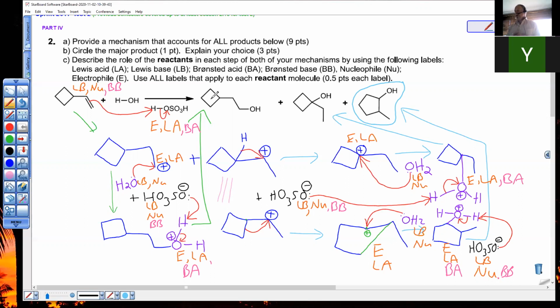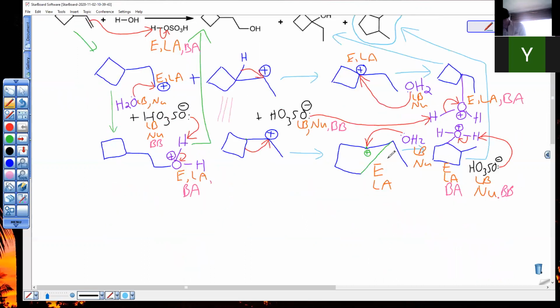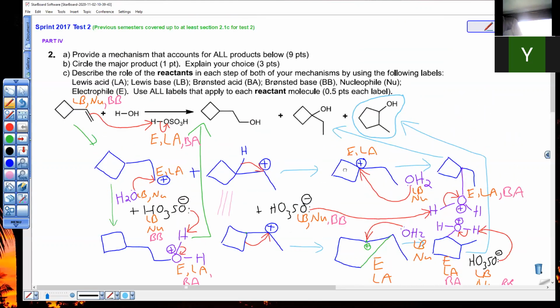We need to pick the one that forms fastest. And this one would form very slowly. It's primary. We don't like that. Secondary is going to be a lot faster. But secondary that rearranges to secondary with no ring strain or minimal ring strain. Your explanation needs to be down here and talking about why that's the best cation.